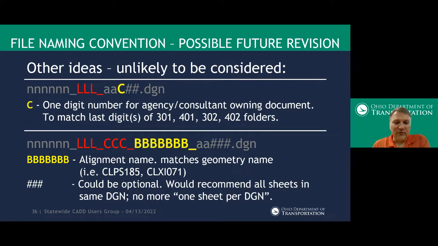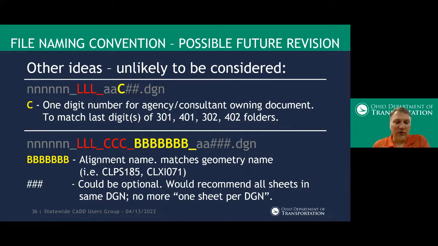Here's some other ideas that were probably unlikely to be considered. The first is sort of what we've been telling folks to do, which is replacing the first digit of the file number with the last number of the folder. So for example, where I have the yellow C there, if it was a 301 folder, they'd make their file BK 101.